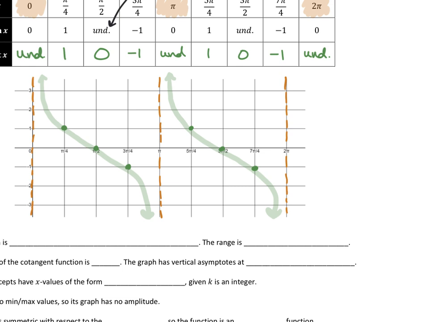Now this is going to be important that we notice that the vertical asymptotes of this graph are going to appear at x equal to 0, x equal to pi, and x equal to 2 pi, and on and on. Every multiple of pi, there will be a vertical asymptote. This will help us be able to graph transformations of these functions if we remember that the vertical asymptotes appear at multiples of pi for cotangent.